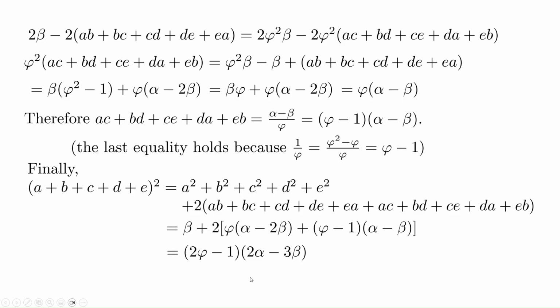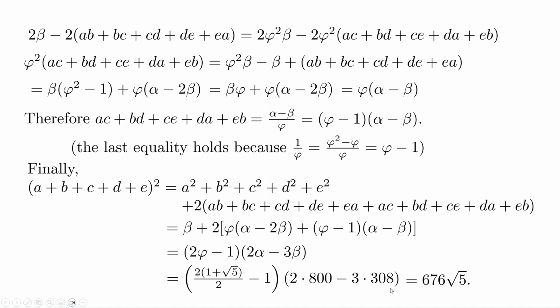Now, we are ready to plug in all the numbers. 2 times the golden ratio minus 1 is simply root 5. 2 alpha minus beta is 676.